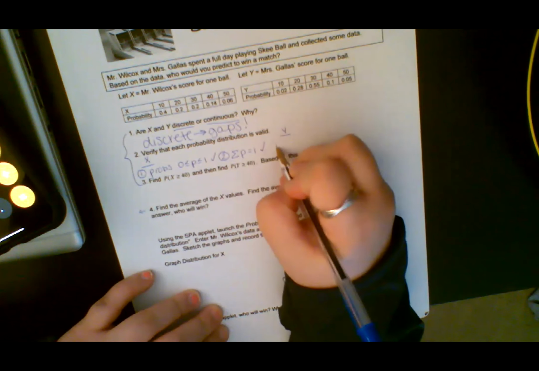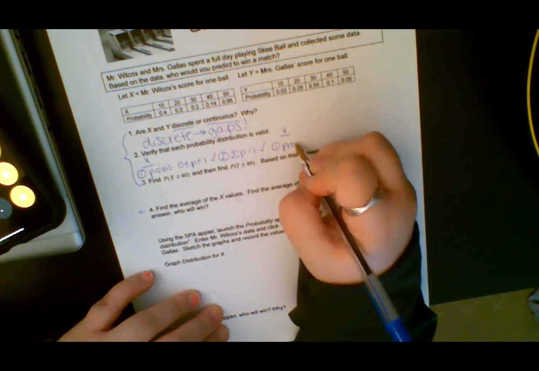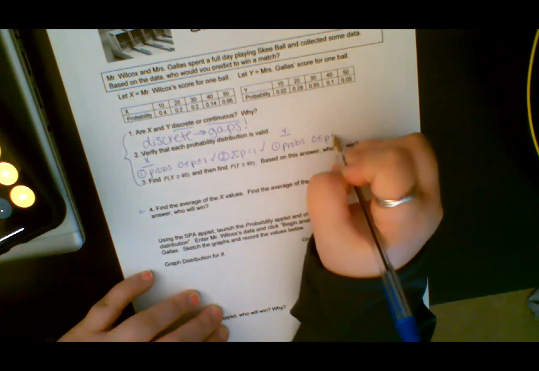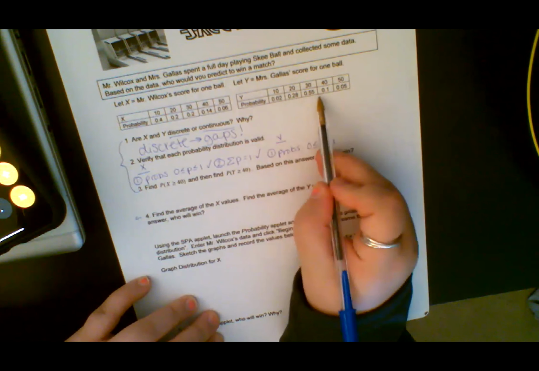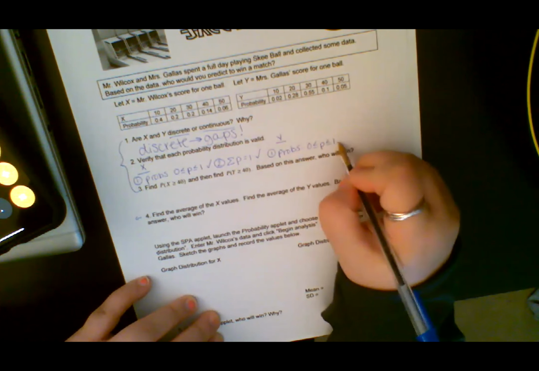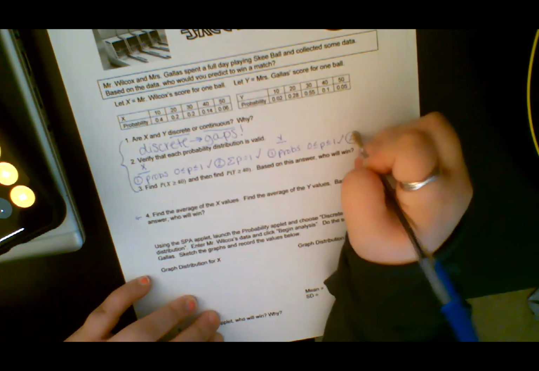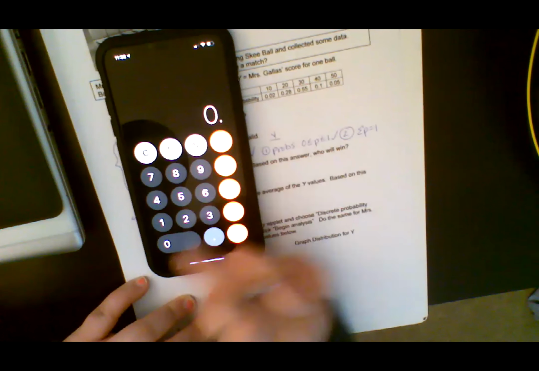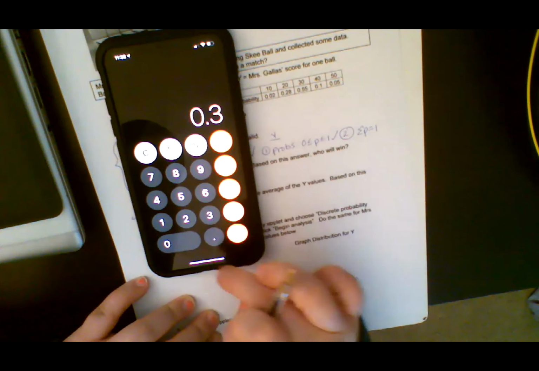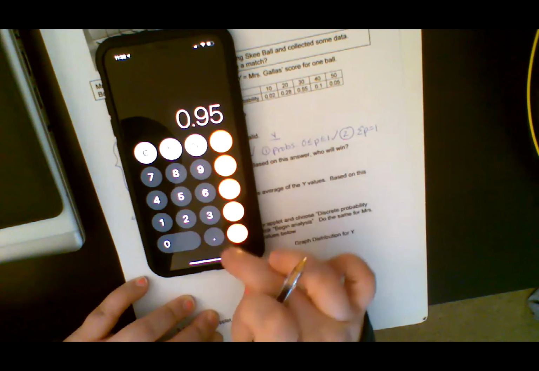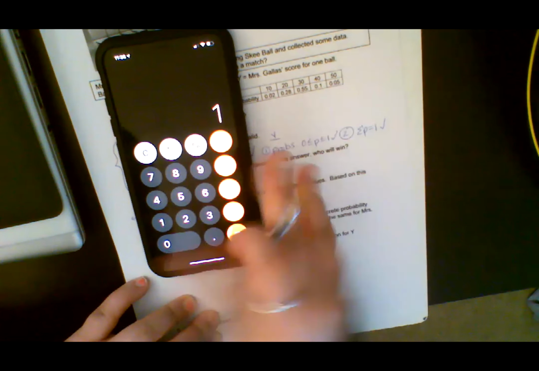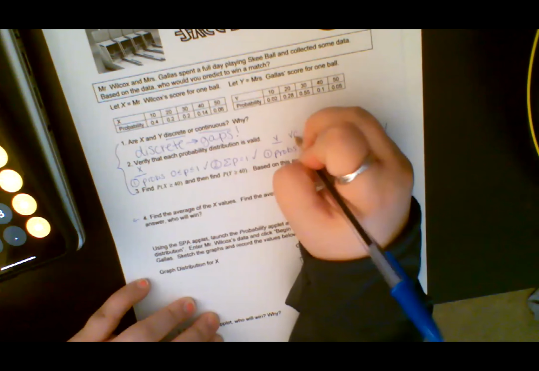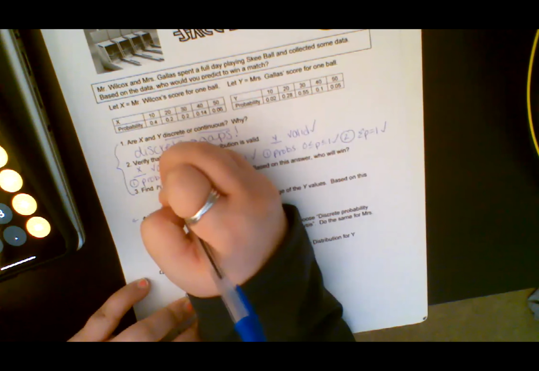I'm going to check Y. First thing I need to check is that Mrs. Gallus's probabilities are between 0 and 1, which 0.02, 0.28, 0.55, 0.1, 0.05, all between that range. The second thing I have to check is that they all add to 1 as well. So we need to add the probabilities to 1. And let's double check that that's true. So we've got 0.02 plus 0.28 plus 0.55 plus 0.1 plus 0.05. Sure enough, hers add to 1. So both of these are valid. Okay, so both probabilities are valid.